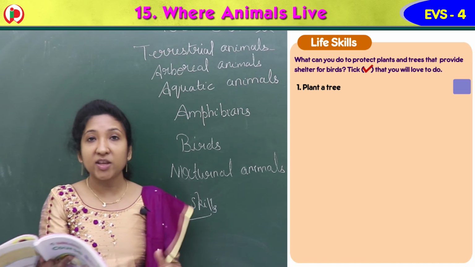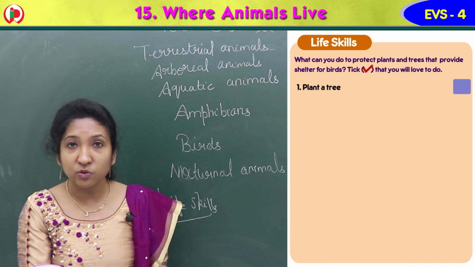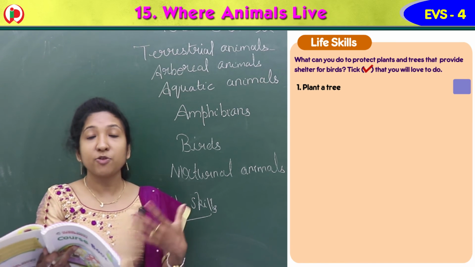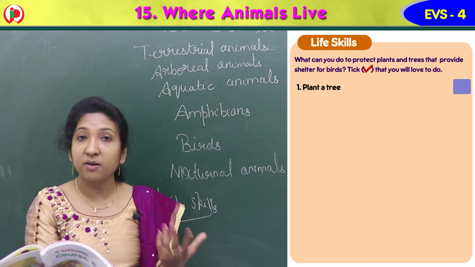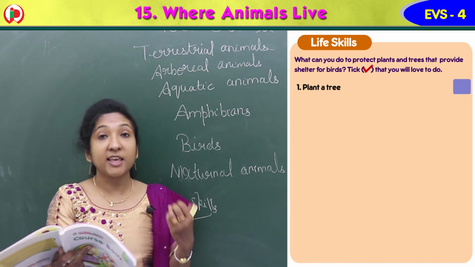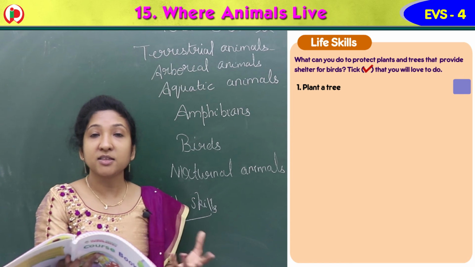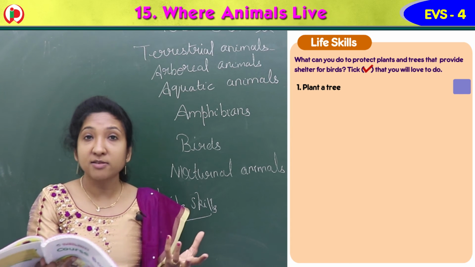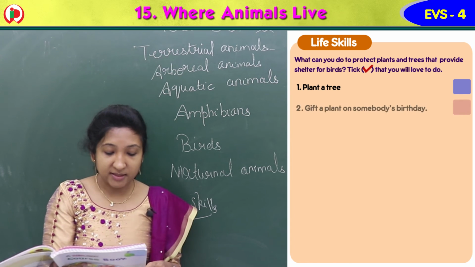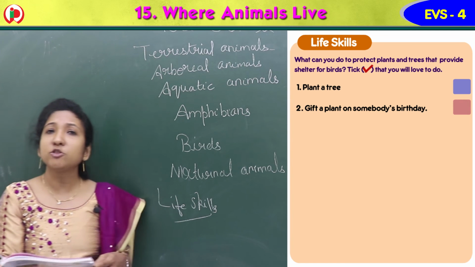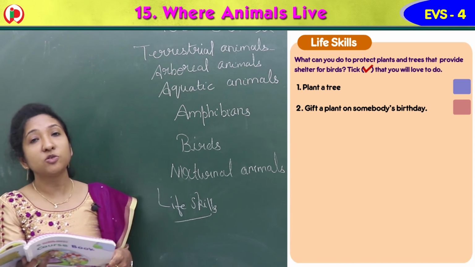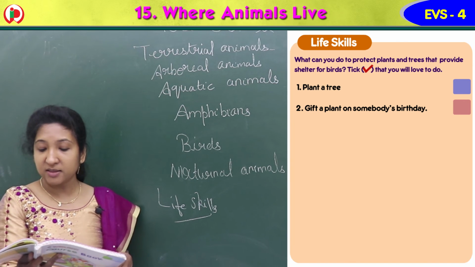First one, plant a tree. Will you love to do that? If you plant a tree, it can be a shelter for animals. Not only that, it also gives us shade. It gives good oxygen also, isn't it? Yes. Next, gift a plant on somebody's birthday. Will you love to do that? If you love to do it, then put a tick mark in the square box.